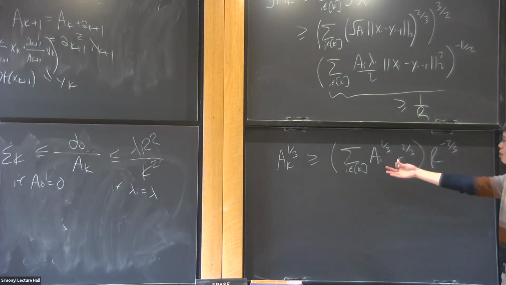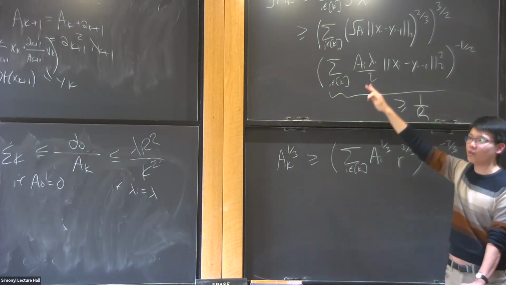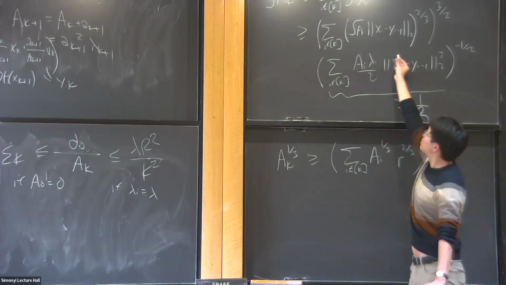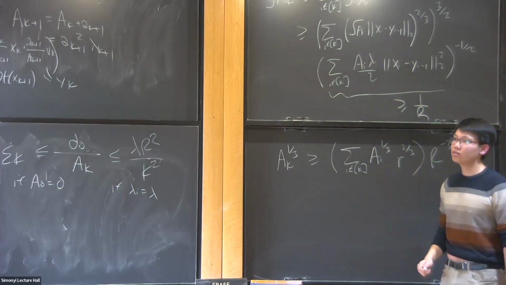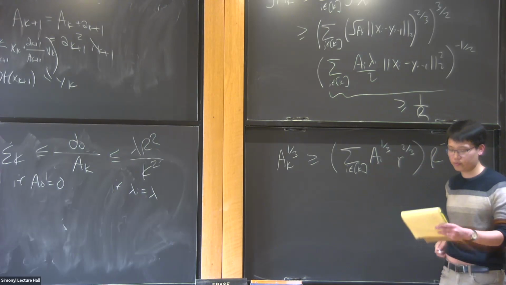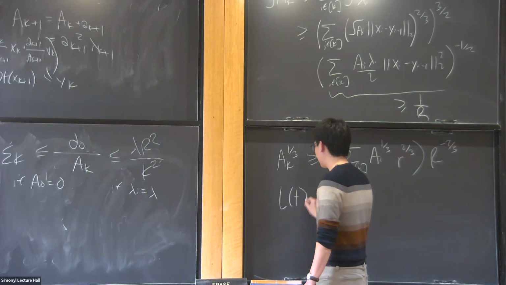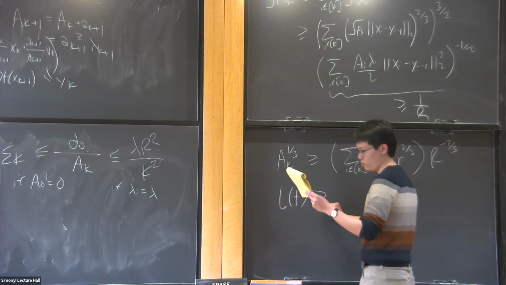Okay, so all that happened here is I took the 2/3 power of both of these sides. Over here I got AK to the 1/3. Here I got r to the -2/3. And then I used my observation that this is always little r, right? Until we've seen the minimizer. Good. So this is very related to the following integral inequality.